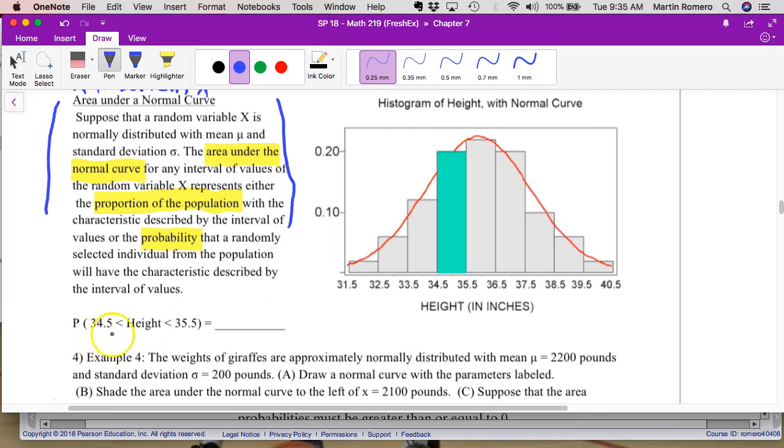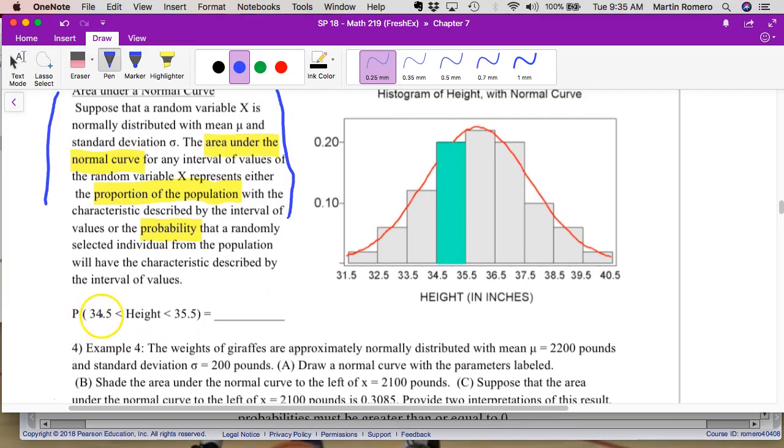For example, now I can calculate this. The probability that a 2-year-old is between 34.5 and 35.5 is going to be the area underneath this curve. How do we find the area of this rectangle? It's the distance from here to here. So we end up with this rectangle. It has a base of 1 and 0.20 on the top. So this answer is 0.20, because 1 times 0.20 equals 0.20.